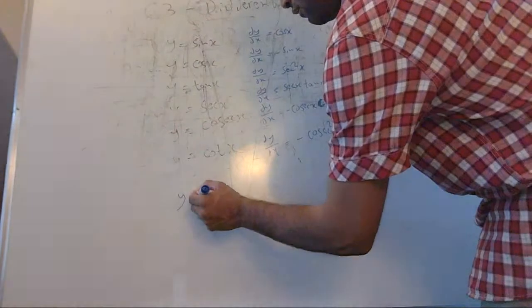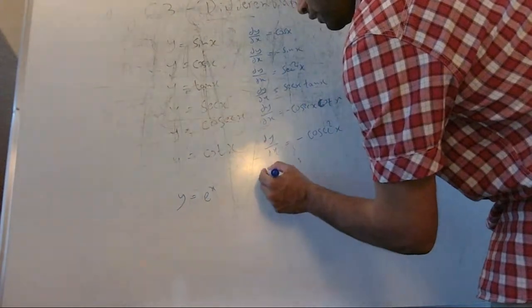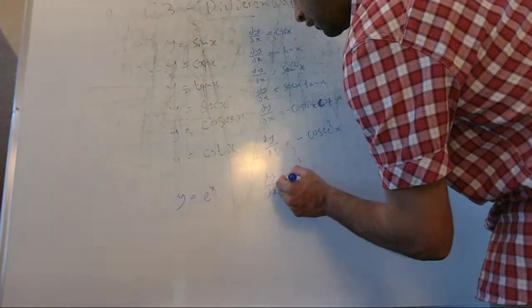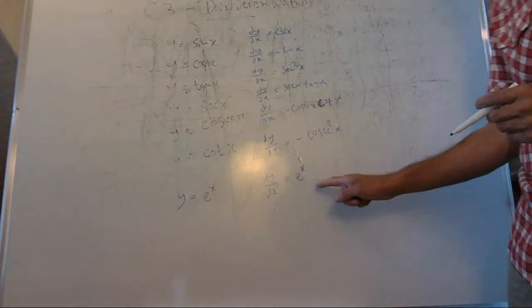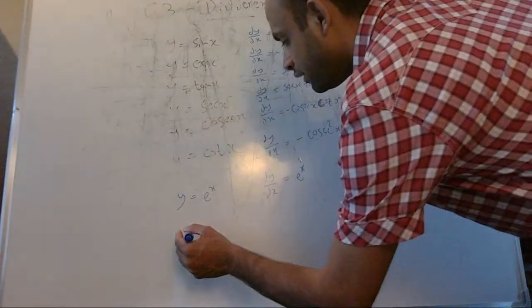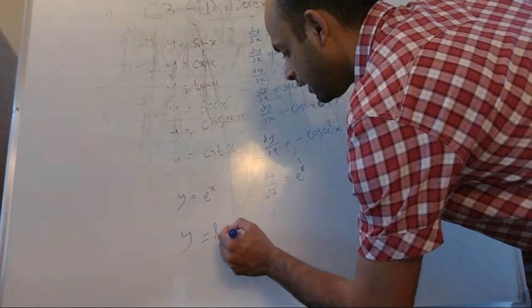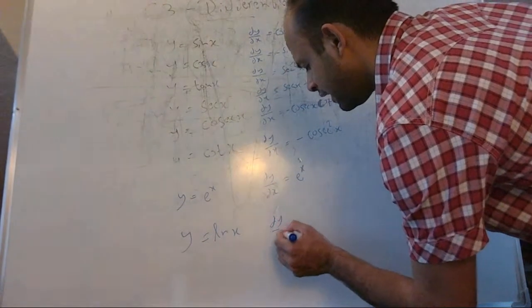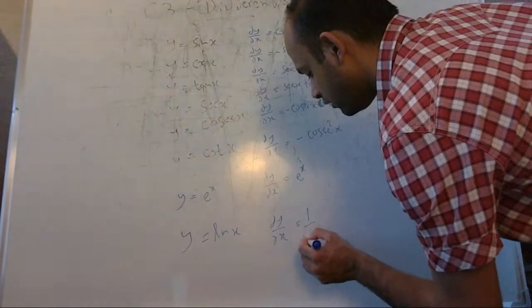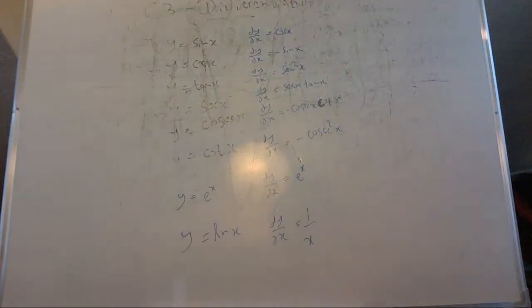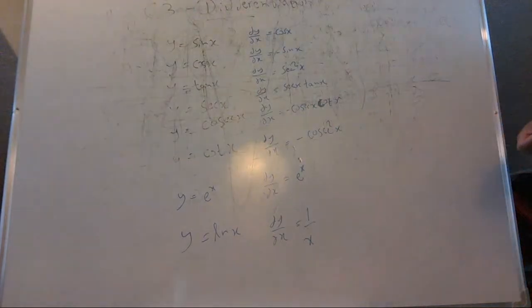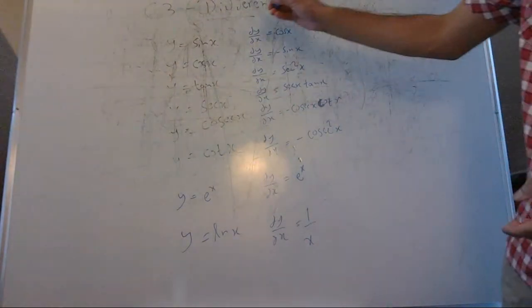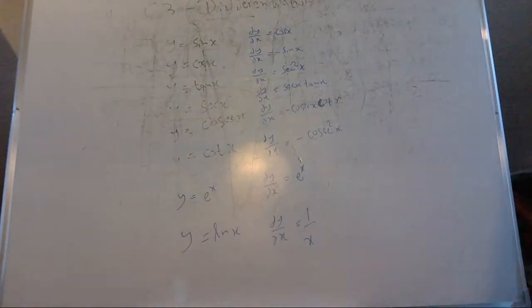So those are all the trigonometric derivatives, and then on top of that you have the exponentials. So y equals e to the x gives you dy dx equals e to the x itself. So this is one function where the derivative is itself. And finally y equals ln x gives you dy dx equals 1 over x. Okay, so that's the natural log function, so the derivative of that is 1 over x. So those are the derivatives of 8 functions that you're going to learn in this course.